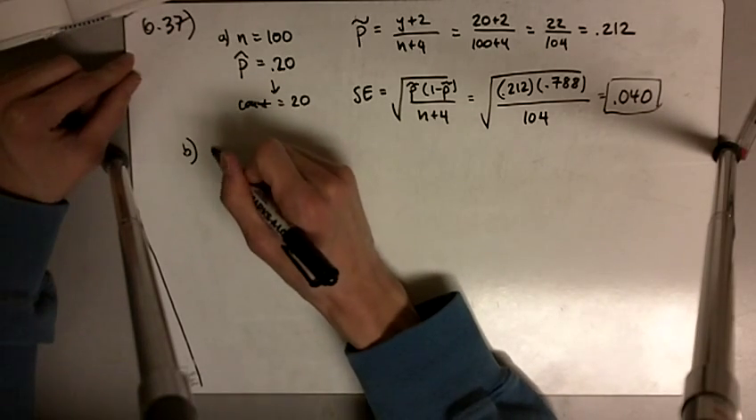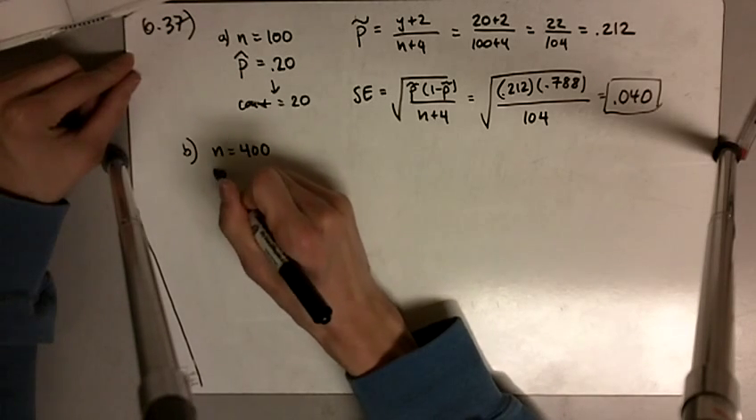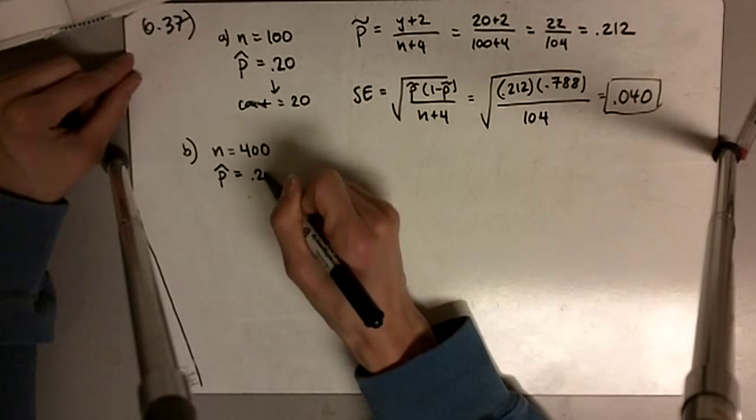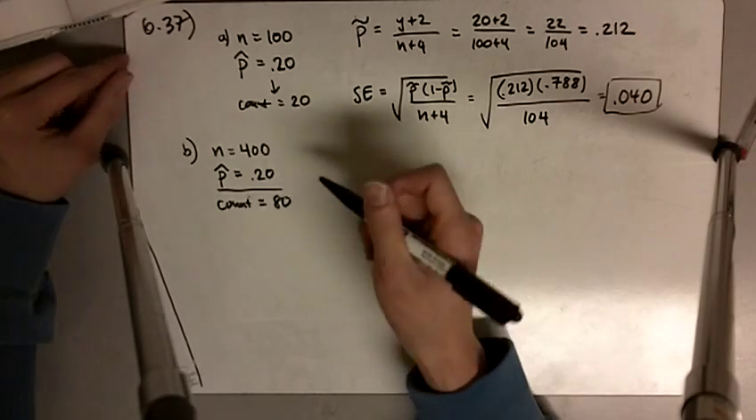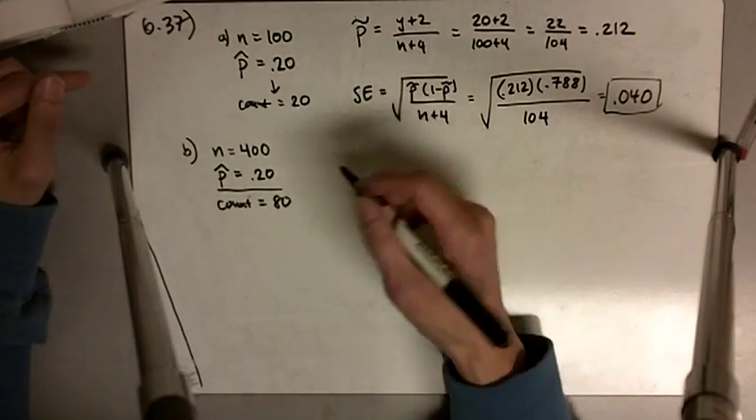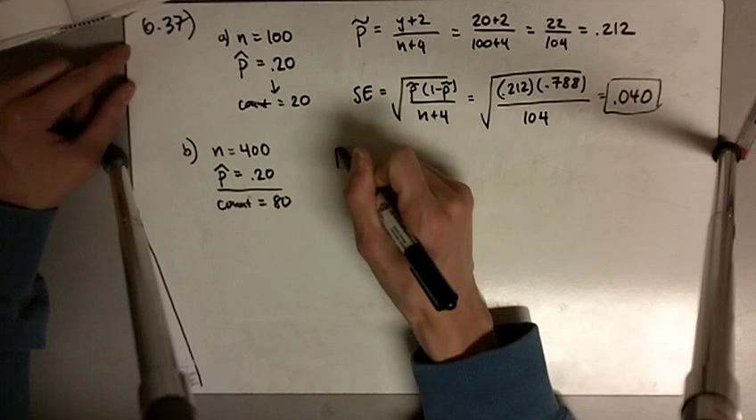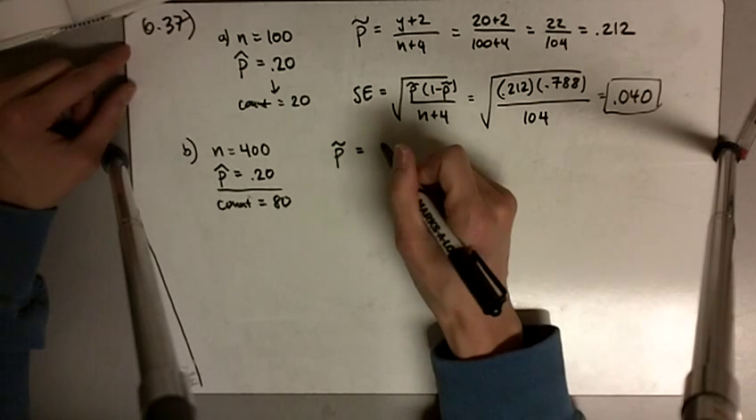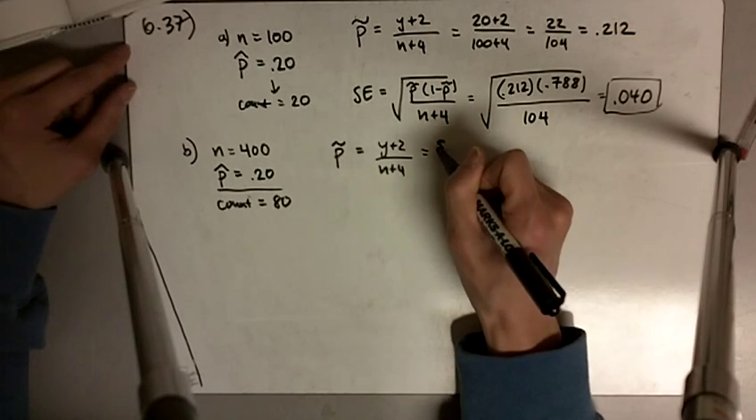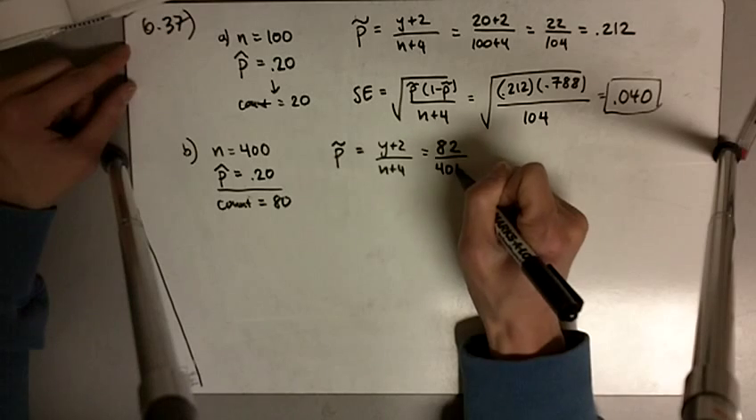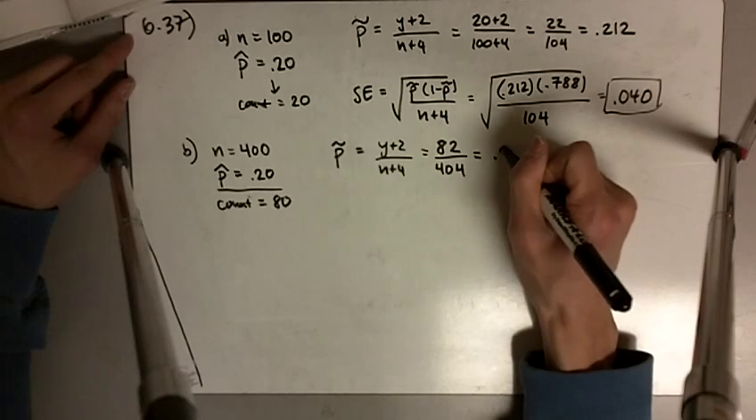For part B, we have n equal to 400. So in this case, the observed proportion is 20%, so that means our count, or our y, is 80. So 80 out of 400 flies being mutants gives us a sample proportion of 20%. So our p squiggle in this case is going to be y plus 2 over n plus 4. So we've got 82 divided by 404, and 82 divided by 404 is 0.203.